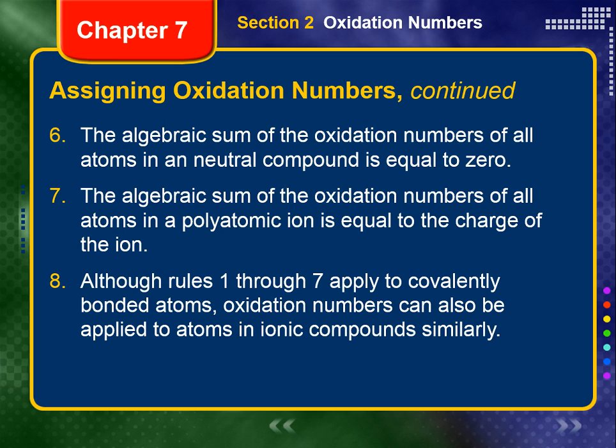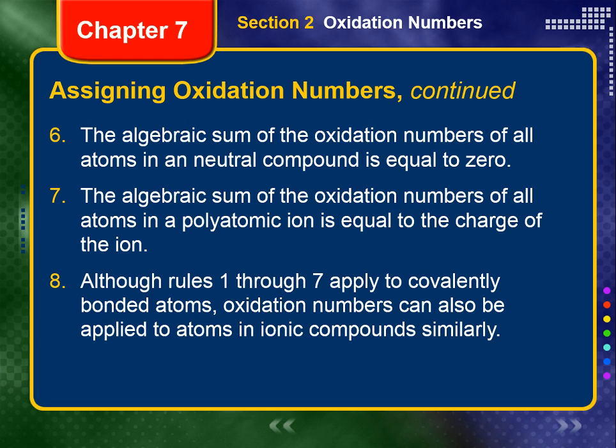Number 6. The algebraic sum of the oxidation numbers of all atoms in a neutral compound is equal to 0. Number 7. The algebraic sum of the oxidation numbers of all atoms in a polyatomic ion is equal to the charge of the ion. And number 8, rules 1 through 7 apply to covalently bonded atoms.